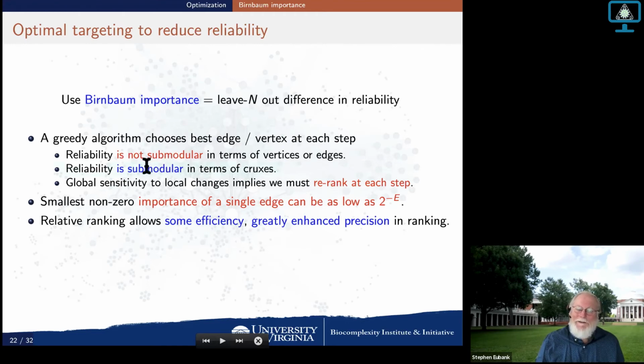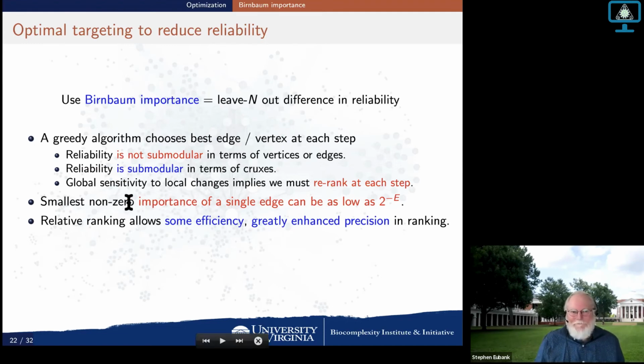However, it is submodular in terms of these cruxes, these minimal sets that guarantee that the expression is true or false. And this is a complicated thing that I don't understand all that well, but I can show you proofs of both of these facts. So it's possible to develop a greedy algorithm to estimate Birnbaum importance. Of course, because of this global sensitivity to local changes, you have to re-rank the whole set of events at every step. Because when you remove one event, you can completely change the ranking for everything that's left.